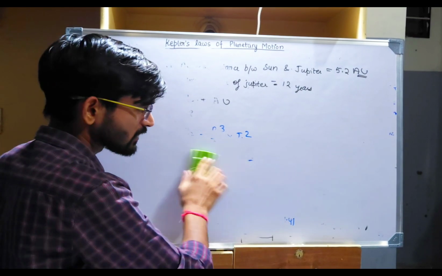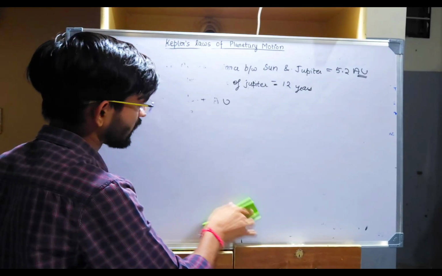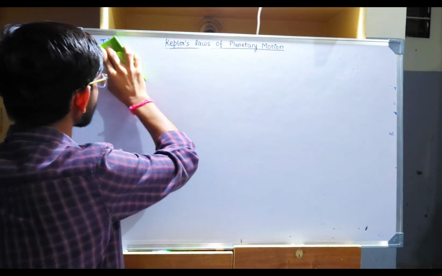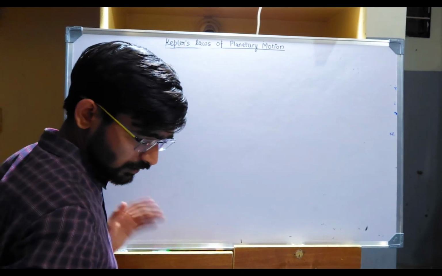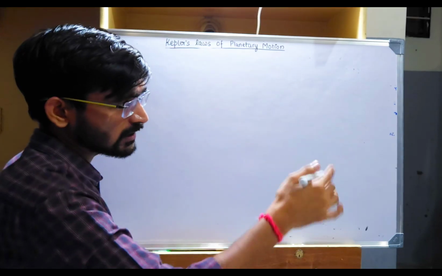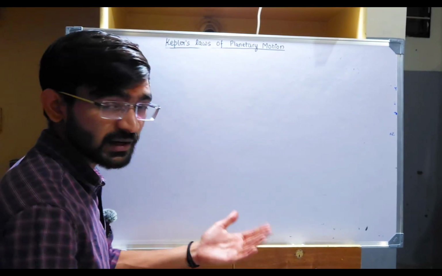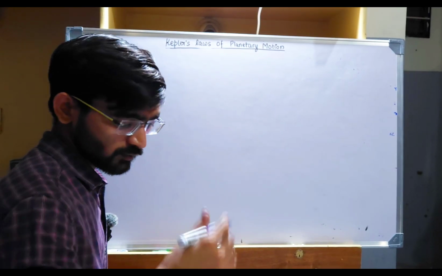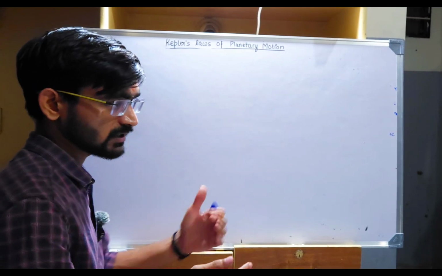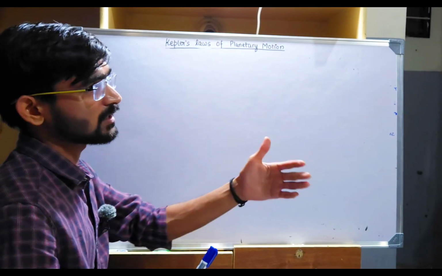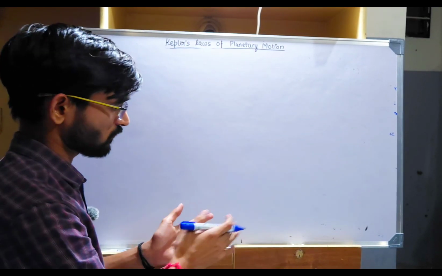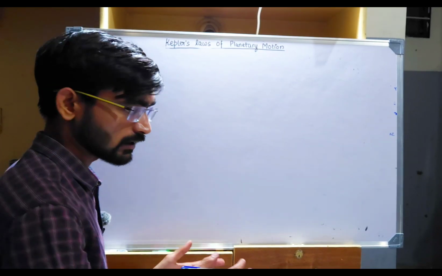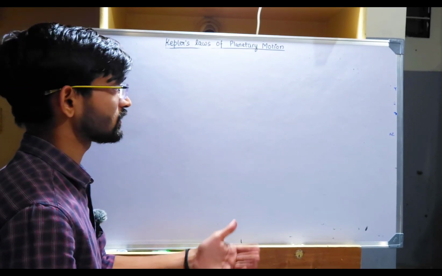We can conclude from here that if we increase or decrease the distance of planet from the sun, the length of year is also changing. Like if you increase the average distance of a planet, then the year will be more lengthy, like more days in a year. And if the distance between planet and sun is reduced, then year will be shorter.